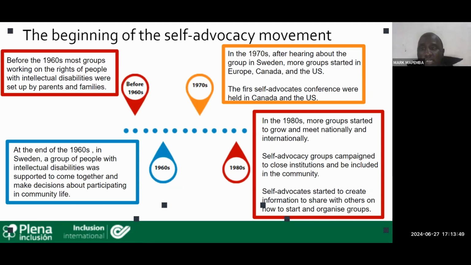In the 1980s, more groups started to grow and meet nationally and internationally. Self-advocacy groups campaigned to close institutions and be included in the community. Self-advocacy started creating information to share with others on how to start and organize groups.